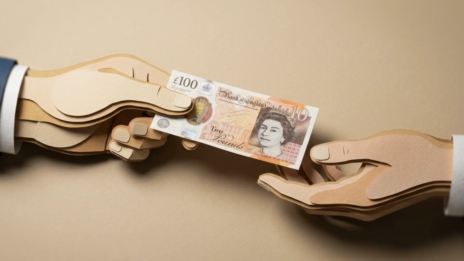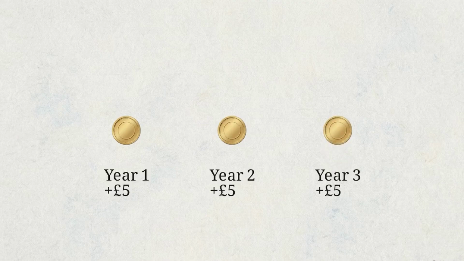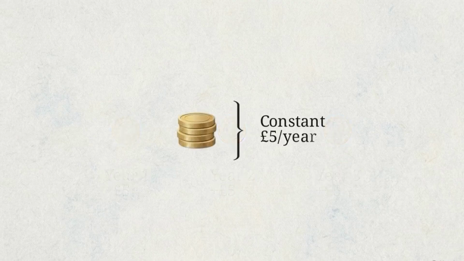Simple interest. Imagine you lend a friend £100, and as a thank you, they promise to pay you £5 every year. After year 1, you get £5. Year 2, another £5. Year 3, another £5. You get the exact same amount every single year, no matter how much time passes.